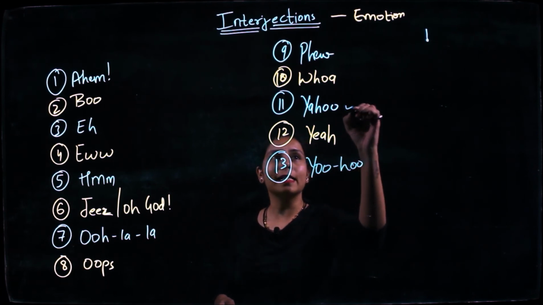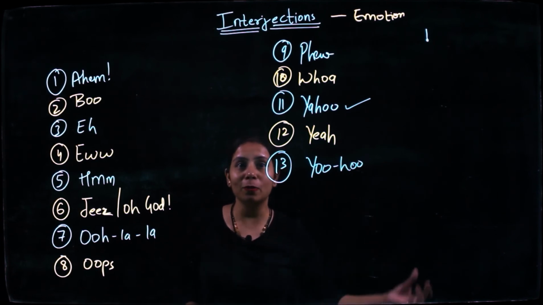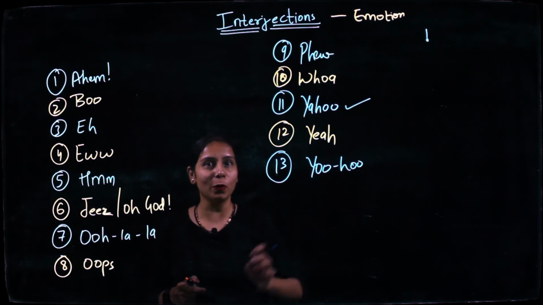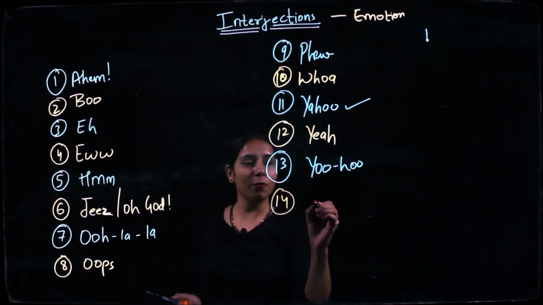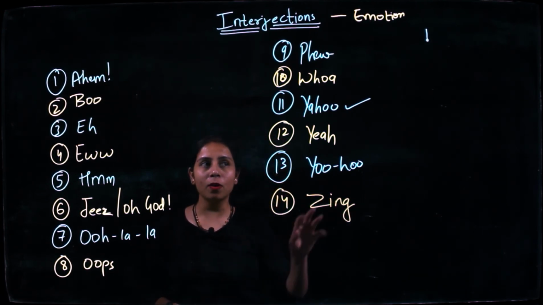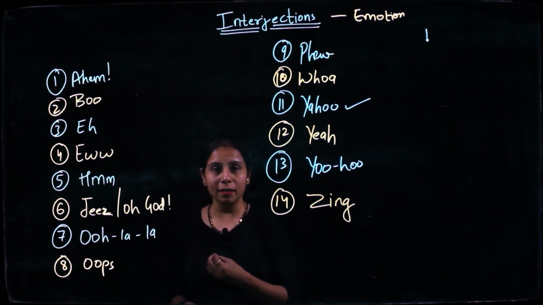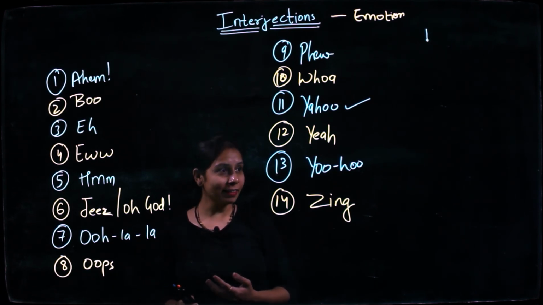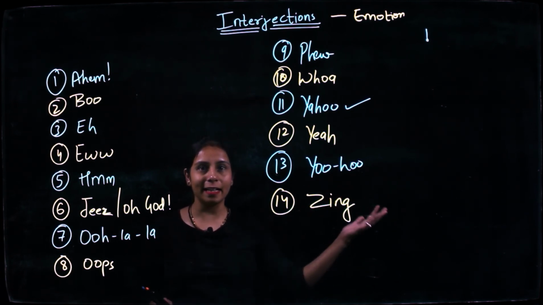When you are excited, you use yahoo when you're alone. But when you use yoo-hoo, you're wanting to take somebody's attention as well, that you're very excited. So you say yoo-hoo. All right. Next is the 14th, last but not the least, that is zing. When somebody was silent for some time and suddenly they put a statement that is very funny or comedy in nature, you say zing. So zing is like a sudden comeback.